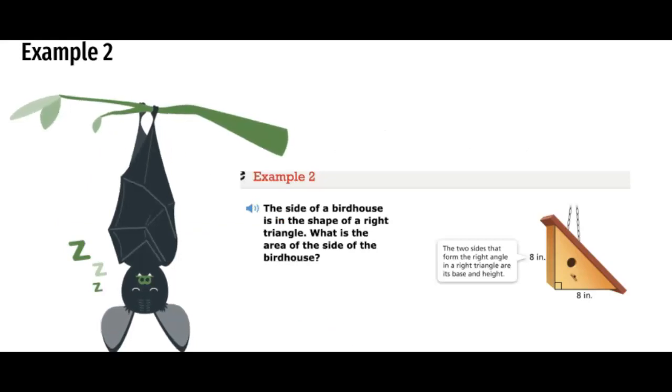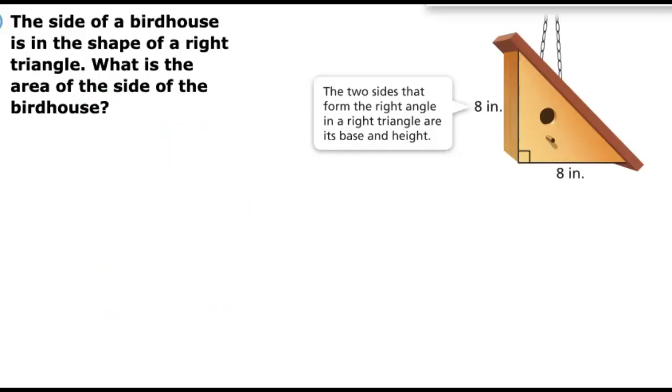Let's look at our example number 2. The side of the birdhouse is in the shape of a right triangle. What is the area of the side of this birdhouse? So let's look at the lesson in Envision. Let's look at this problem. The side of the birdhouse is in the shape of the right triangle over here. So what is the area of the side of the birdhouse?